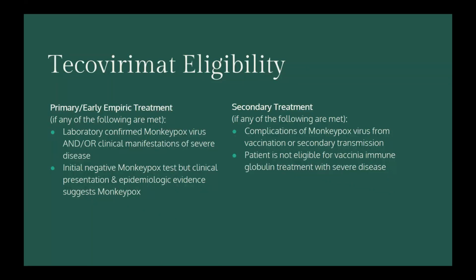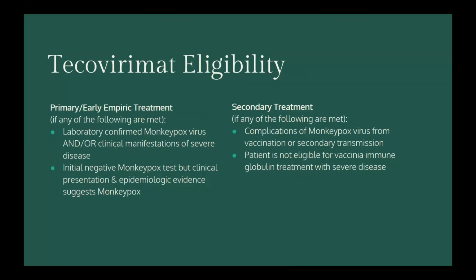Here is the EUA criteria from the FDA. There are 2 different considerations. Primary or early empiric treatment is indicated if you meet any of the following: laboratory confirmed monkeypox virus and/or severe clinical manifestations. And this is typically if they have hemorrhagic confluent lesions, sepsis, and some patients have had encephalitis too. Or if the initial monkeypox test was negative, but epidemiologic and clinical evidence suggests monkeypox infection, especially if they start to clinically worsen.